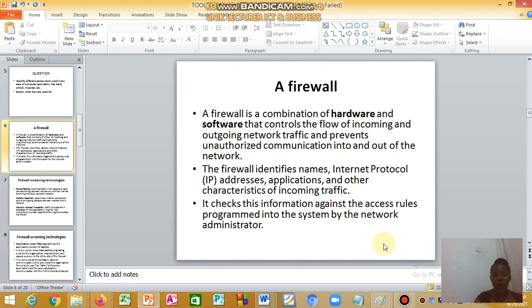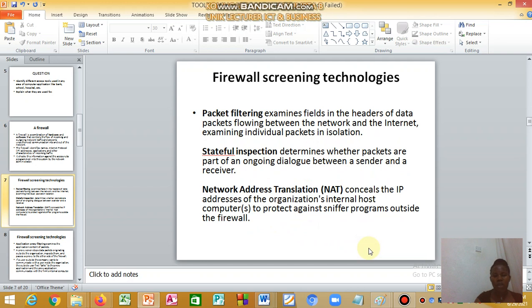We have a firewall. It is a combination of hardware and software that controls the flow of incoming and outgoing network traffic and prevents unauthorized communication into and out of the network. The firewall identifies names, internet protocol addresses, application and other characteristics of incoming traffic. So it checks the information against the access rules programmed into the system by the network administrator.